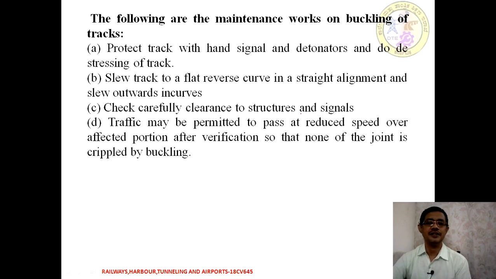The following maintenance works are adopted in case of buckling of a track. Protect the track with a hand signal and a detonator, and do the de-stressing of the track. Slew the track to a flat and reverse curve. In case of straight alignment, slew outwards, or in curves as considered. Carefully clear the structures and signaling. Traffic may be permitted to pass at a reduced speed over the affected portion after verification is done, so that no joint is crippled by buckling.